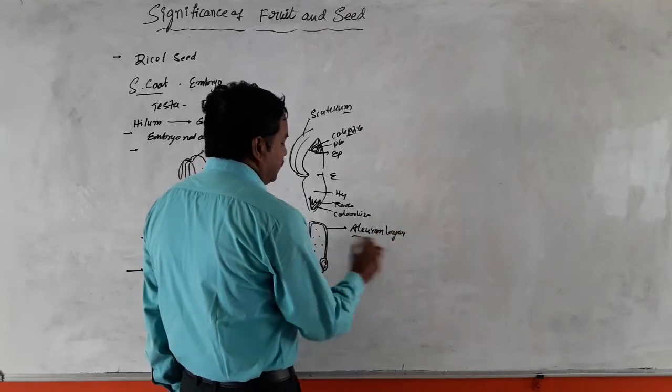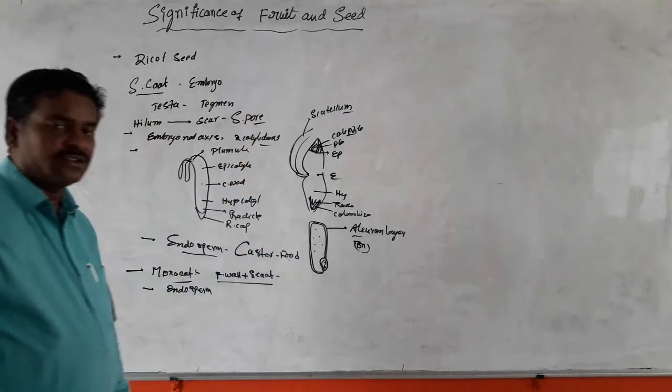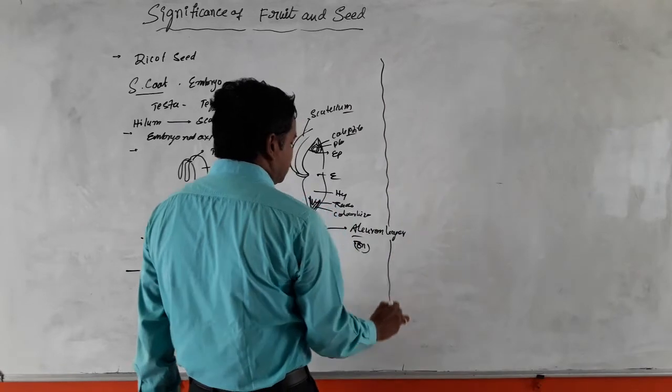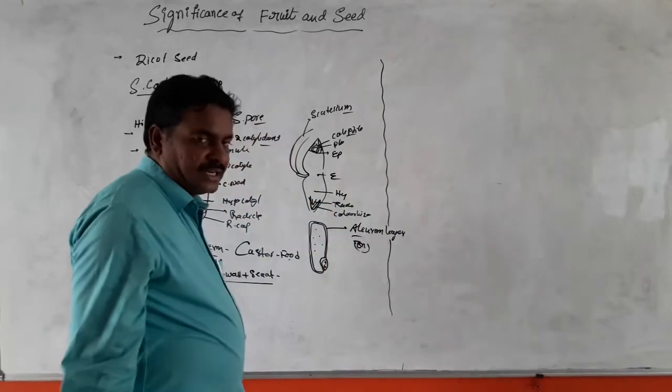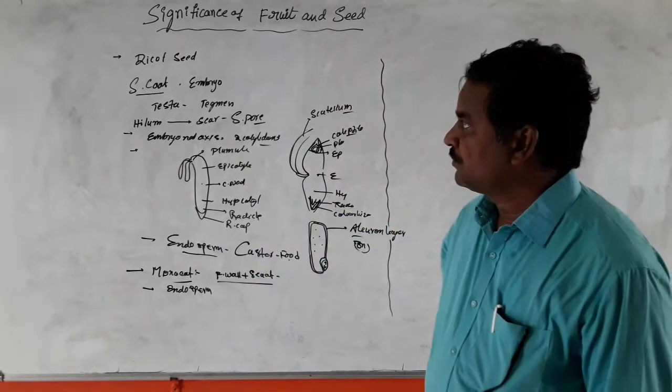Aleurone layer. This aleurone layer is a part of the endosperm. So, what is the ploidy of endosperm in angiosperms? That is triploid. So, this is a monocotyledonous seed. Now, coming to the importance of seeds and fruits.